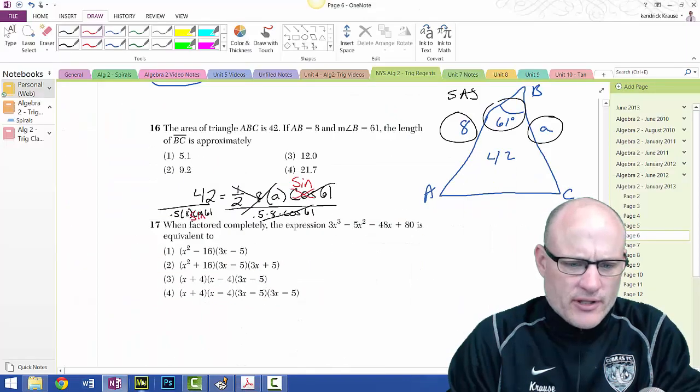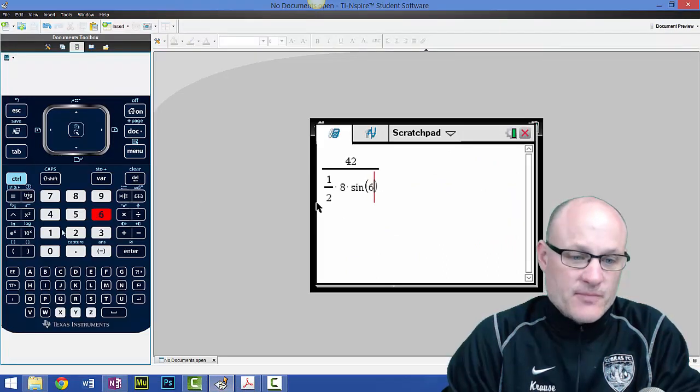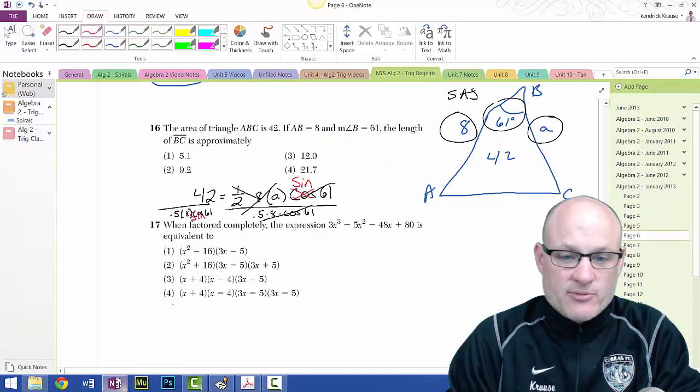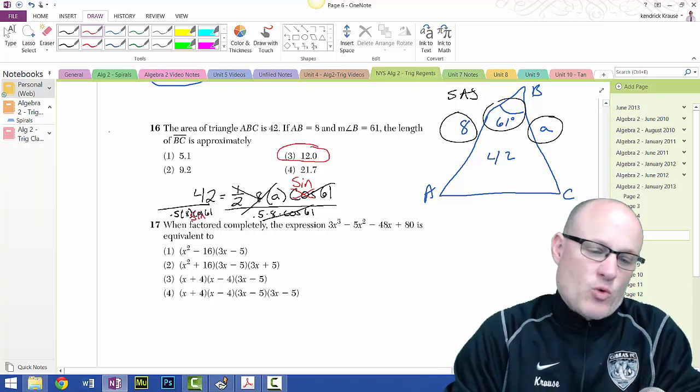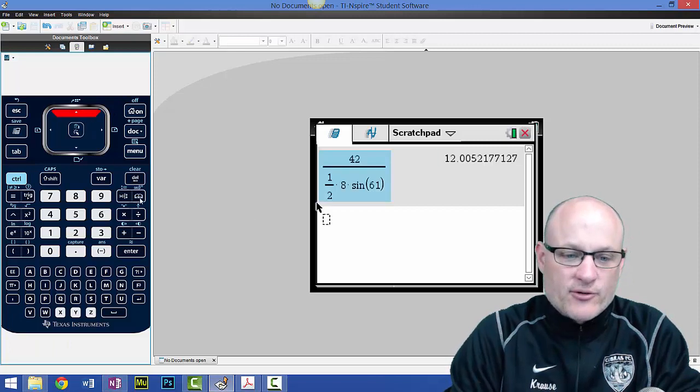So we don't need that. We need to go back to the calculator. So, sine of 61. And when I type that in, I get 12.005. So that's my answer, 12.005. Now, just because I'm curious, I wonder what would have happened. I'll bet if we put in cosine, we would have gotten one of the other answers.